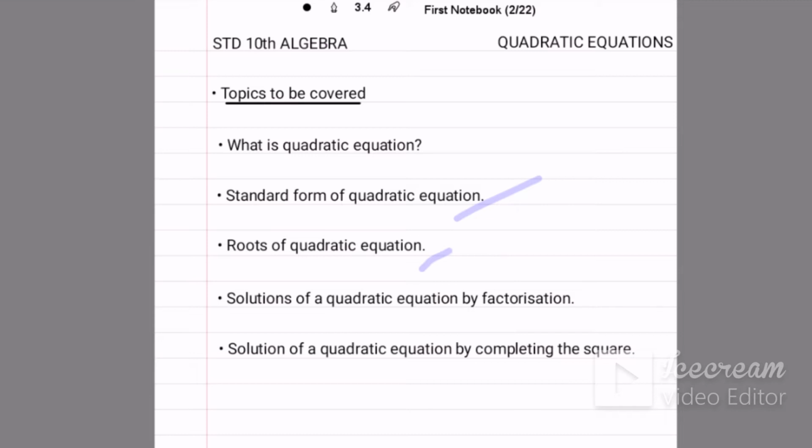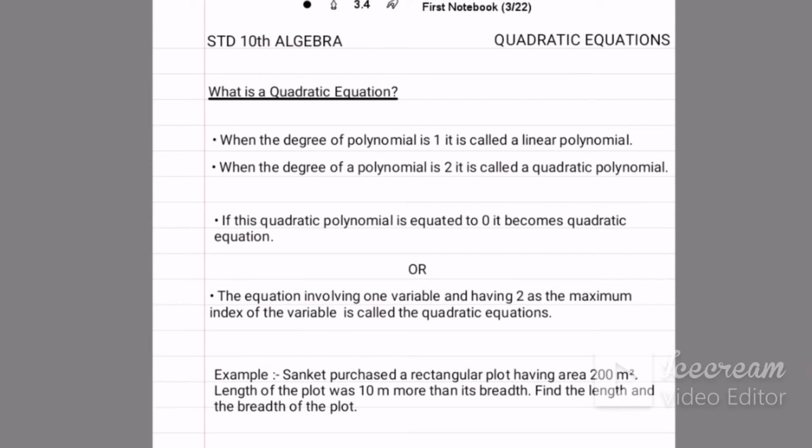So for that methods, we are going to see the factorization method and the completing square method. So these are the two methods we are going to see in this video. Further, there are two more methods which we will see in the next video. So let's start with the first topic now, that is, what is the quadratic equation? What is a quadratic equation?